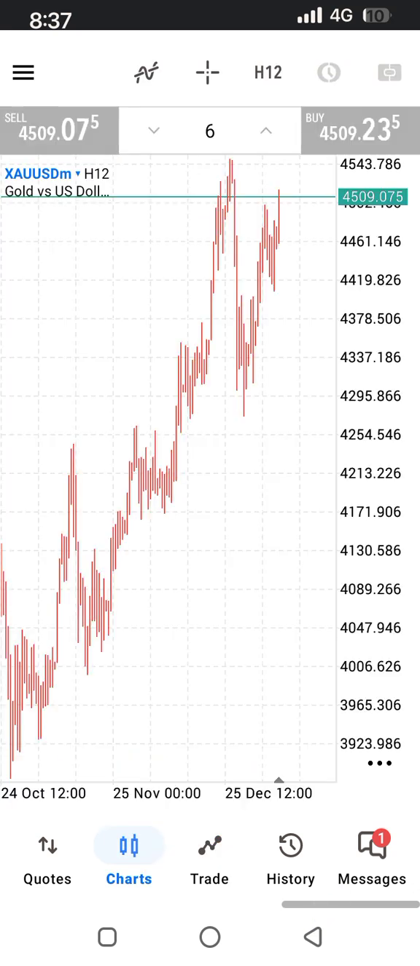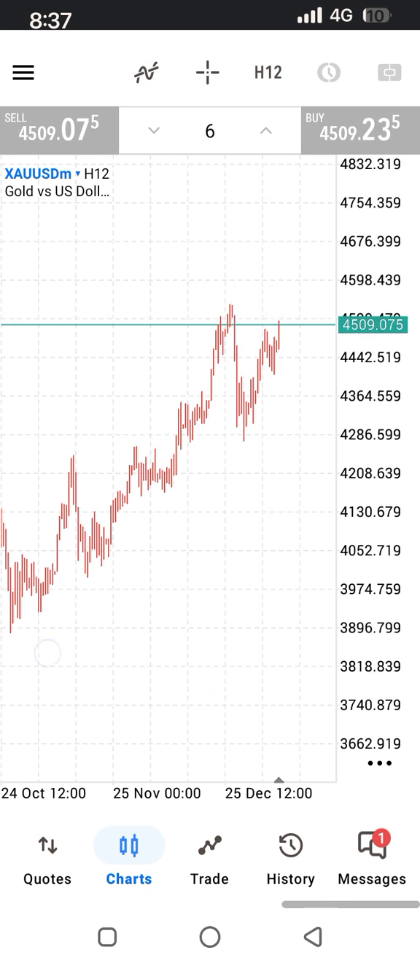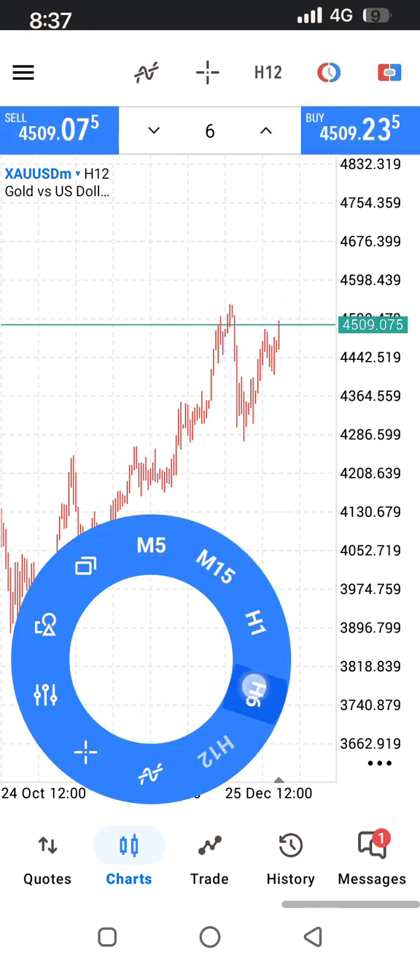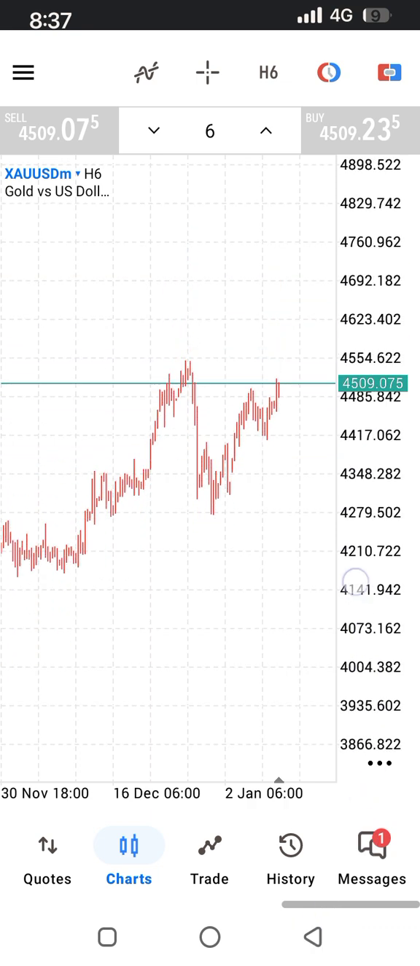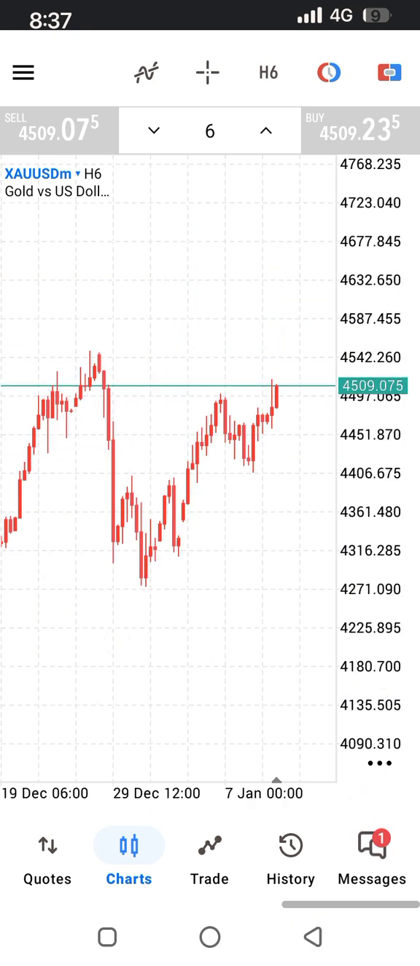I want you to look at gold from the high time frame. This is the H12, okay? I want you to look at it from the H6 so that you can see clearly what I'm saying. What do you see from price? You see that so far, price is extremely what? Bullish.